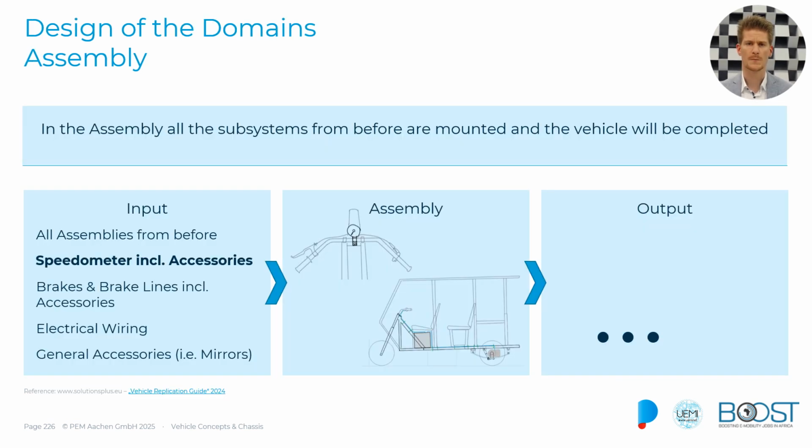Now we are at the domain of the final assembly, and we have several inputs here to finalize the vehicle. We will take all the assemblies from before and put them together, but we will also add the speedometer. We will add obviously the brakes and the brake lines, and we will also talk about the electrical wiring and then general accessories, for instance mirrors.